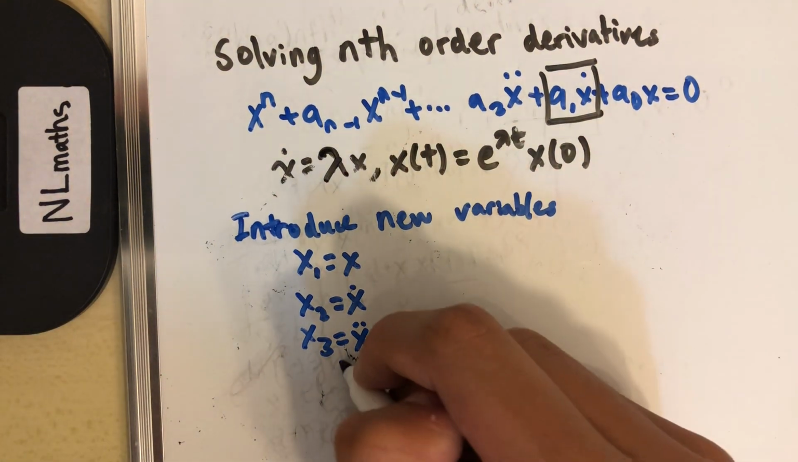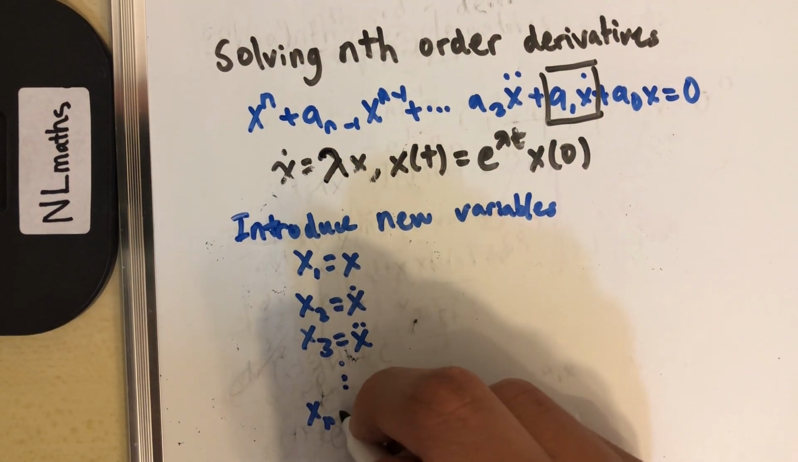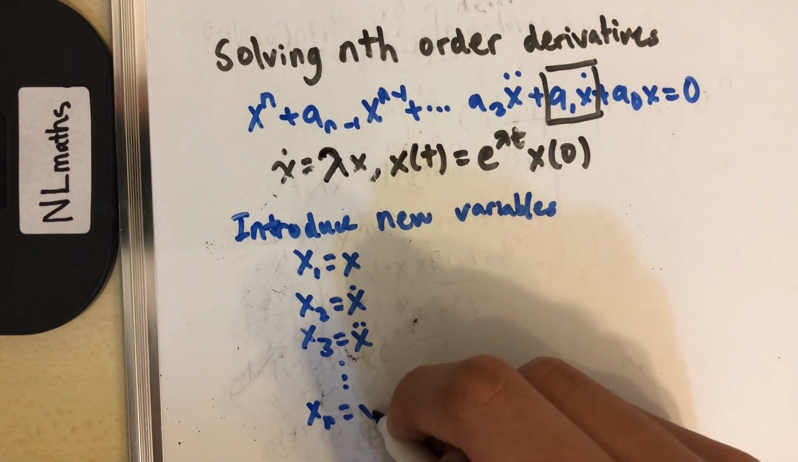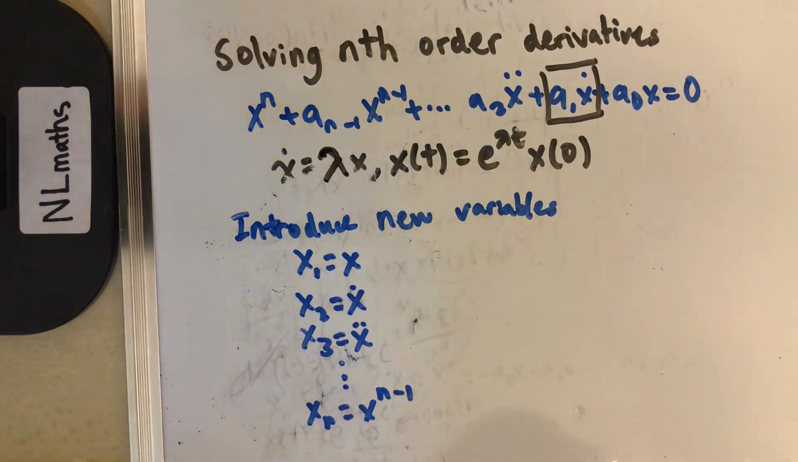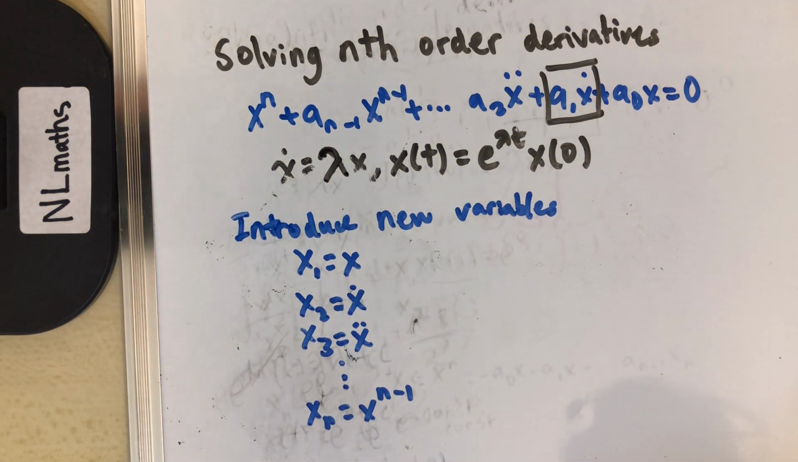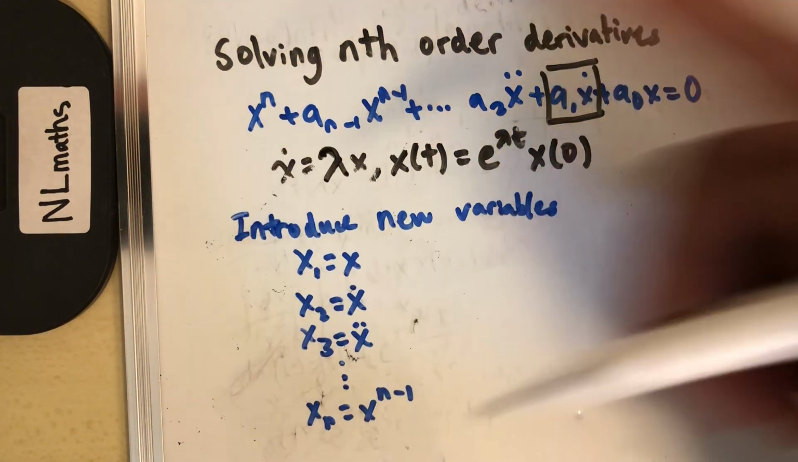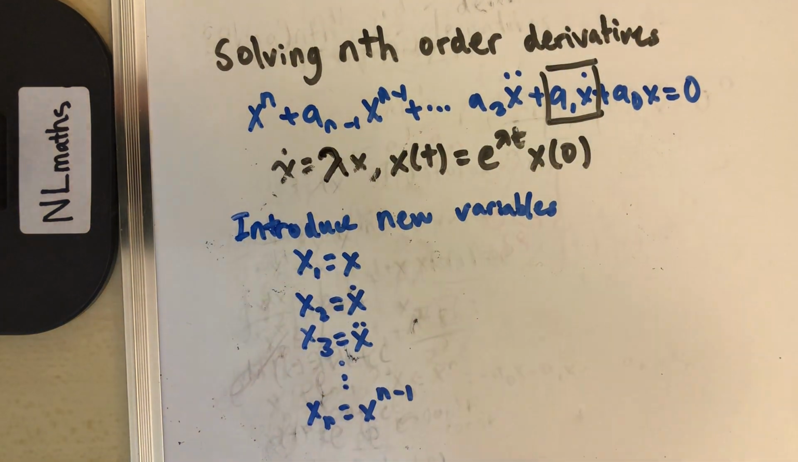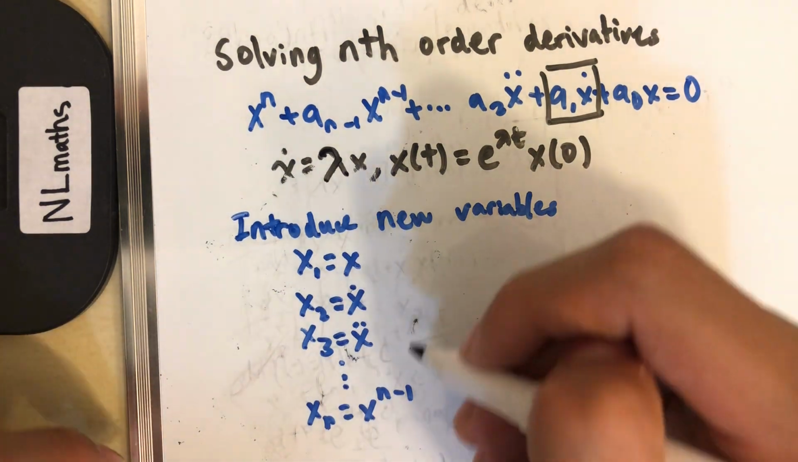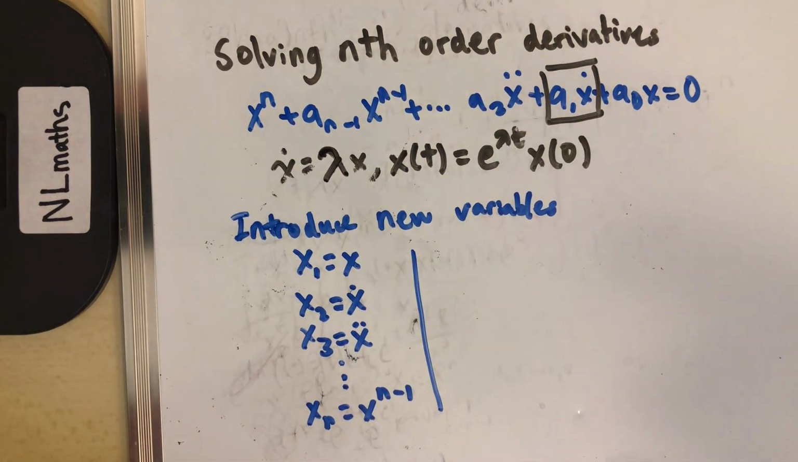So then this goes on until xn equals x to the n minus 1. So xn is the n minus 1 derivative. What you see here is that we don't have x to the n yet. We don't have the nth derivative yet. We only have the n minus 1 derivative. So we want to introduce something else as well. We want to introduce the dots, like the derivatives.